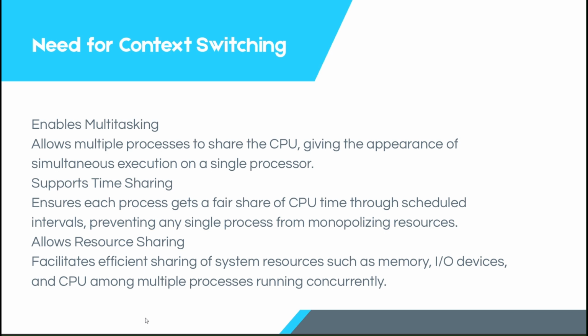Finally, context switching supports real-time systems. Certain applications such as medical devices, air traffic control systems, and industrial automation require immediate CPU attention. The operating system quickly switches the CPU to this high priority process whenever necessary. Therefore, context switching is not just changing a process. It improves multitasking, CPU efficiency, fairness, responsiveness, and overall system performance.